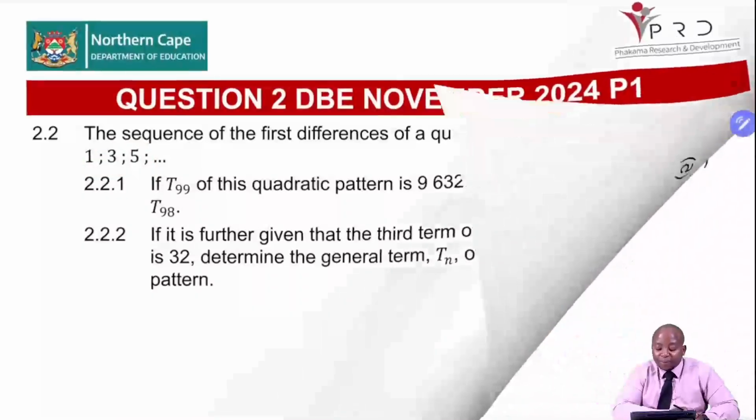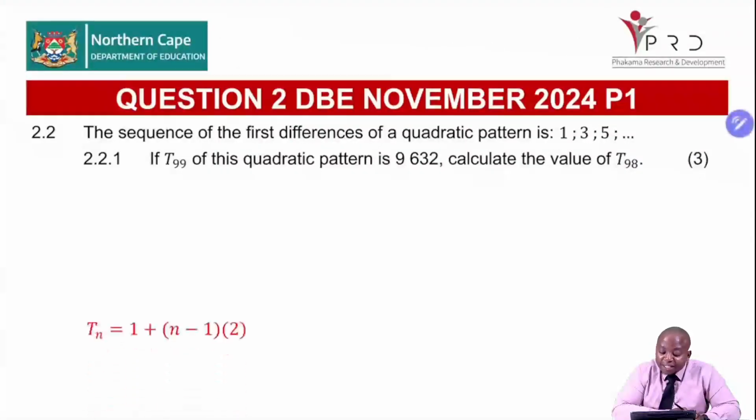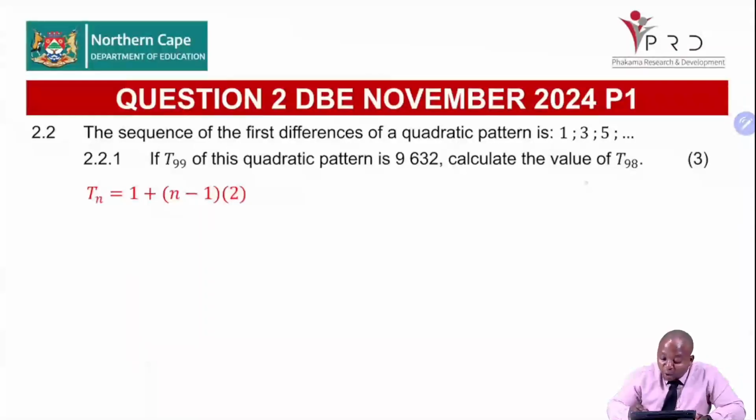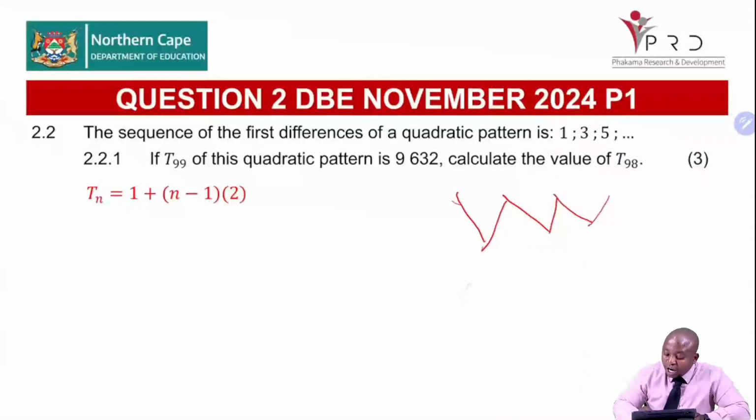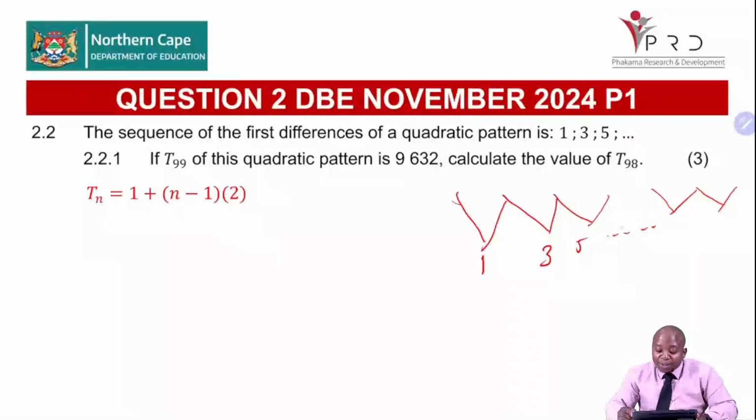Okay, this is interesting. To find the value of T98, we are going to look at the quadratic pattern and check how it behaves. This is how it behaves. So we have 1, we have 3, we have 5. Continue, we are going to have the values like that. So we are told that T99, so this is my T99, was 9,632. So I need to find what is T98 here. What is this value right there?